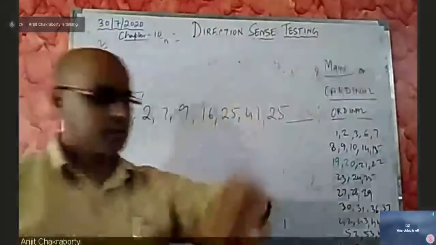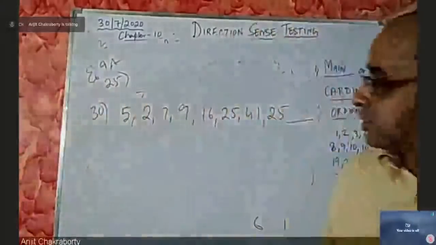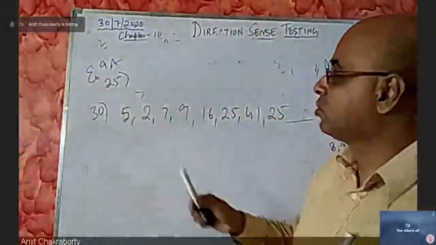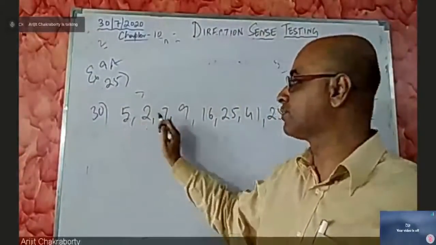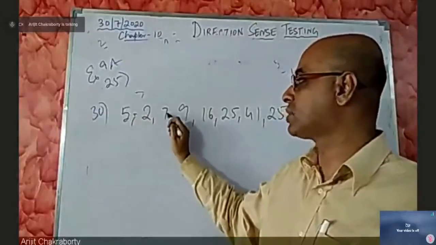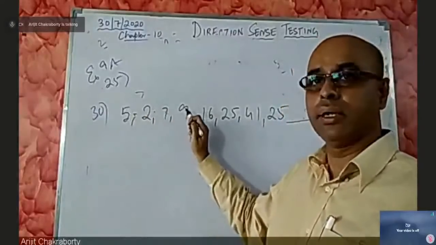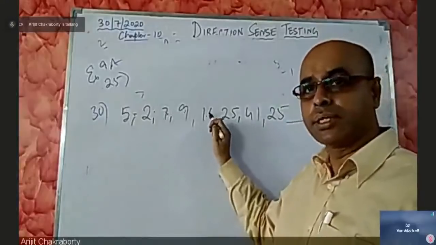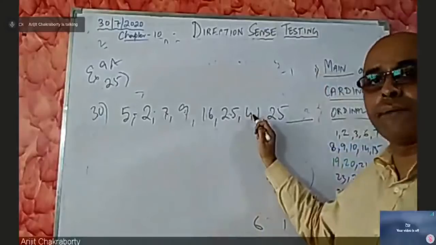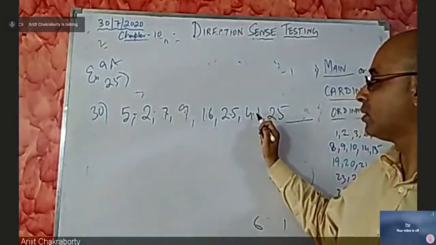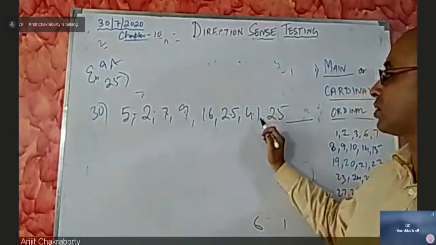Quick glance, few seconds if you look at it, you will get to know 5 plus 2 is 7. That means this plus this gives you the next number. 5 plus 2 is 7. 7 plus 2 is 9. 9 plus 7 is 16. 16 plus 9 is 25. 25 plus 16 is 41. Okay, 25 and 16 gives you 41.